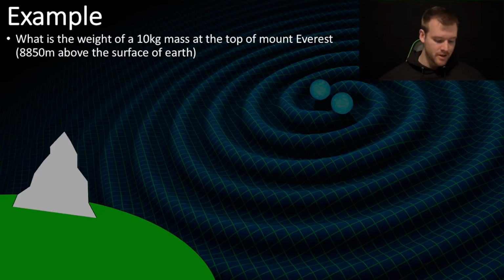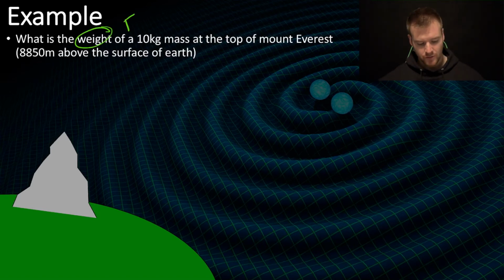And our last example here says, what is the weight of a 10 kilogram mass at the top of Mount Everest? Okay, so first when it asks for weight, we know that it's asking for the force of gravity. Now, normally when we're talking about on Earth, we go times 9.81. But what this is trying to get at is say we are moved significantly further away from the center of Earth than if you're just dropping something on the surface.